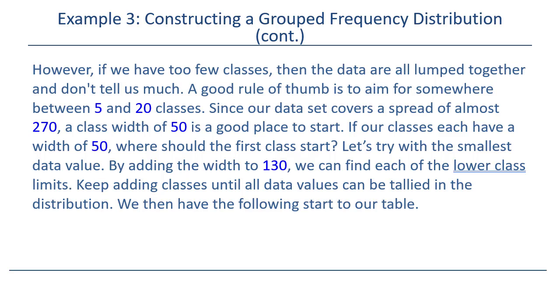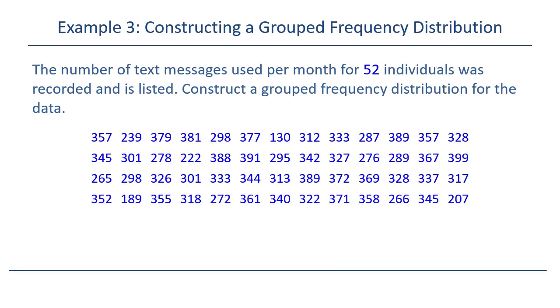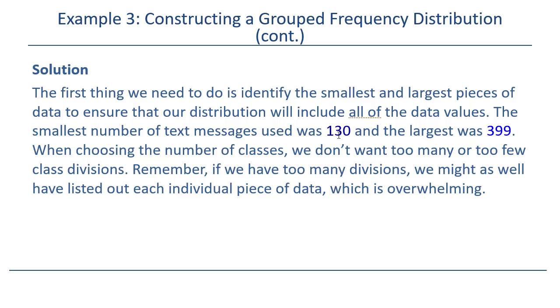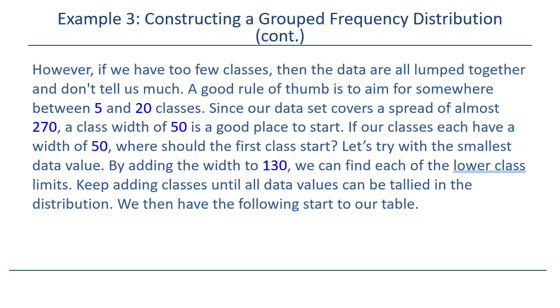So you shoot for somewhere in between. Here we only had 52 pieces of data, so around 5 classes would be best, because you'd have roughly 10 in each class if they were evenly distributed, which of course they're not. Well, the difference between our low end and our high end was roughly 270, right? We had 130 to 399. So if we took 270 and divided it by 5, it's a little bit more than 50. So let's go ahead and go with 50. We'll end up having 6 classes, but that's fine.